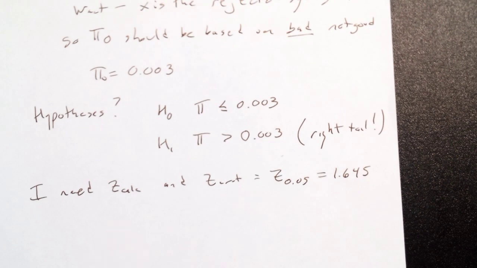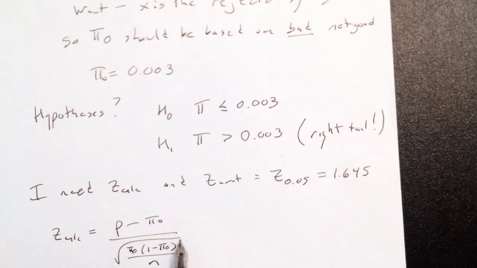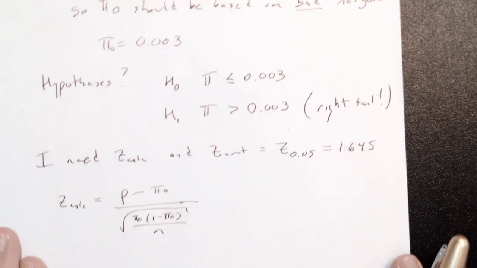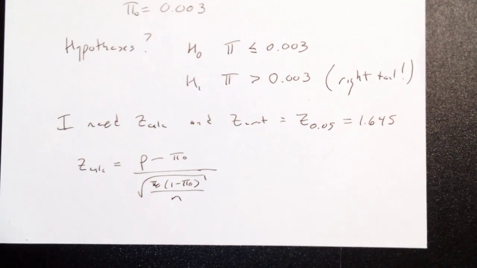What's my calculated z-value? I have some other calculations to do before I can actually figure that out, because this calculated z-value requires something I haven't calculated yet. What's P?